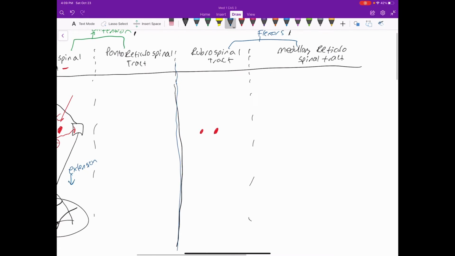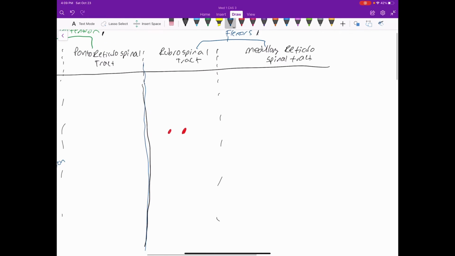Now, if we go to the rubrospinal tract, I said we have red nuclei here. Are they going to inhibit extension? Yes, because that's what they do. So they inhibit extension in this pathway. But what is this pathway used for? This pathway is used for flexion. How does it occur? Real quick.